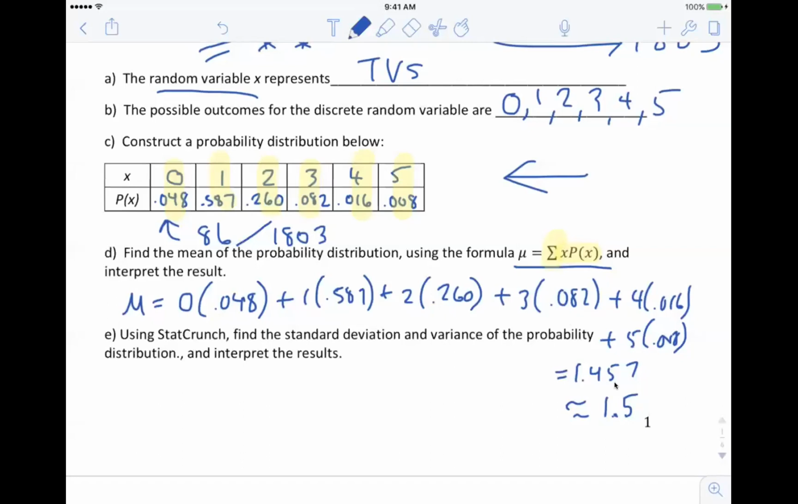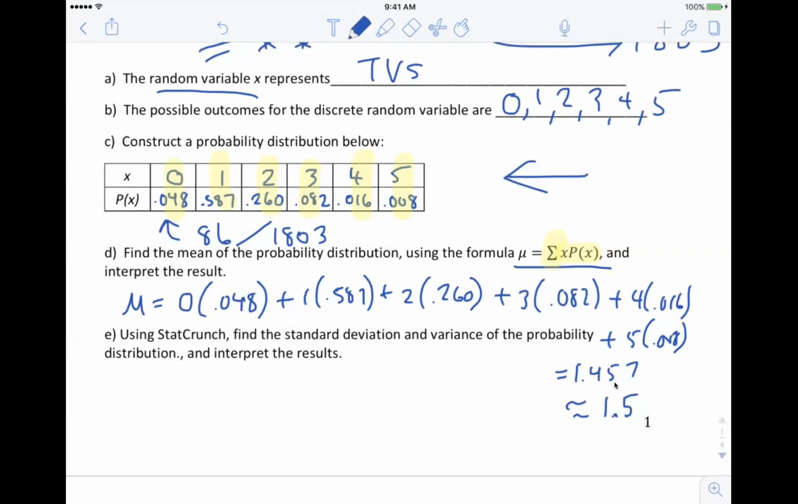Okay, so that's what I came up with, 1.457, which I'm rounding to 1.5. So this means that on average, we would see 1.5 televisions per household, or probably the most common number of TVs you're going to see is between 1 and 2, right? 1.5, because you probably won't see exactly 1.5. Everybody has a whole number of TVs.